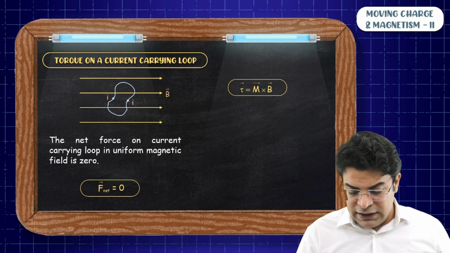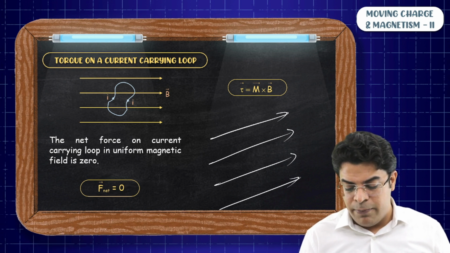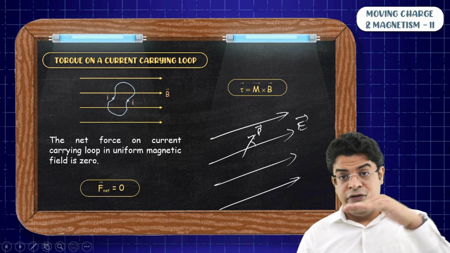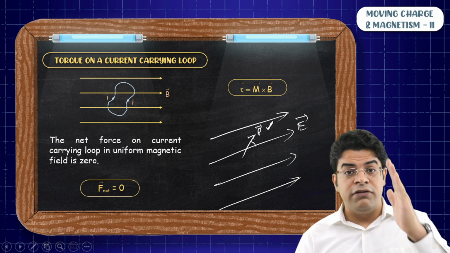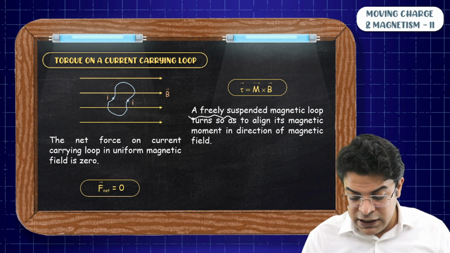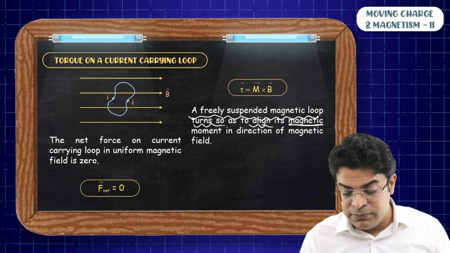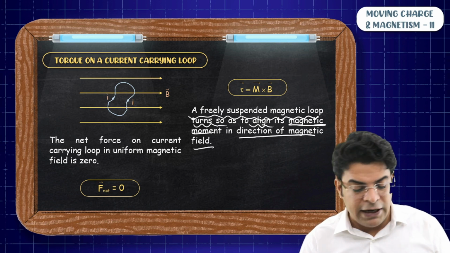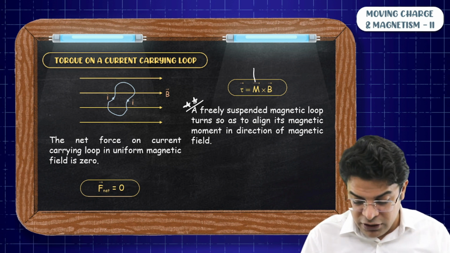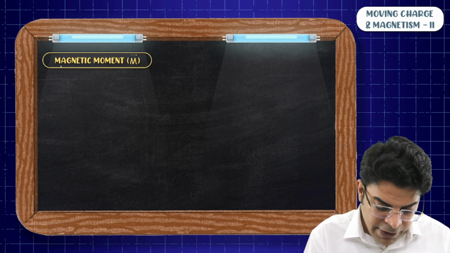Now beta, understand that just the way a freely suspended electric dipole always tries to align itself in the direction of electric field, similarly, a freely suspended magnetic loop turns so as to align its magnetic moment in the direction of magnetic field. I will talk on this a little bit later, but first we need to define the term called magnetic moment. So now let's talk about the term magnetic moment.